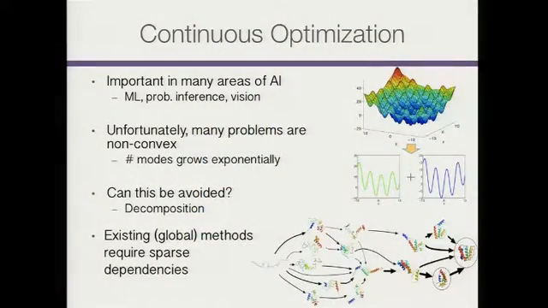Continuous optimization is an important problem in many areas of artificial intelligence, including machine learning, probabilistic inference, vision, and robotics. Unfortunately, many of these problems end up being non-convex, which means that there are many local modes that one has to explore. You can't just take a convex optimizer and get to the bottom and do well. And even worse, especially in AI, where we have a sum of a lot of smaller functions, you get a kind of combinatorial explosion in the number of modes, and so it scales exponentially with the number of dimensions of your problem.